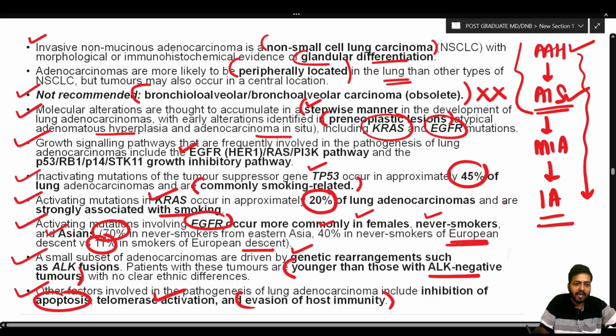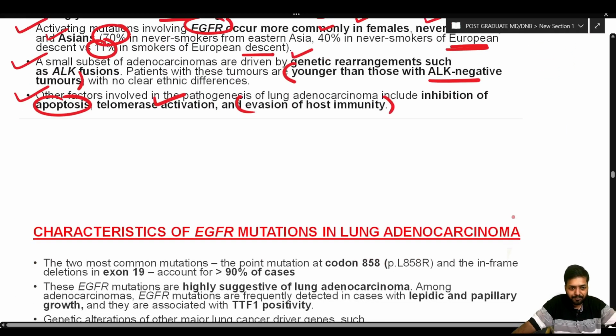We have already seen that, and over here is a revision. So around 45% have a TP53 mutation, 20% have KRAS, both associated with smoking. The majority also have a mutation in EGFR, and very importantly, those activating mutations of EGFR are associated more with females and never smokers, and also with Asians. In Asians who are never smokers, the incidence is 70%, 40% in European descent, versus only 11% in smokers of European descent.